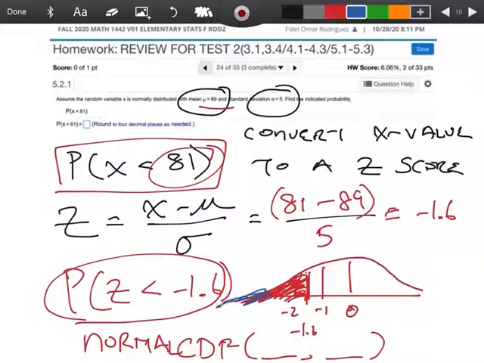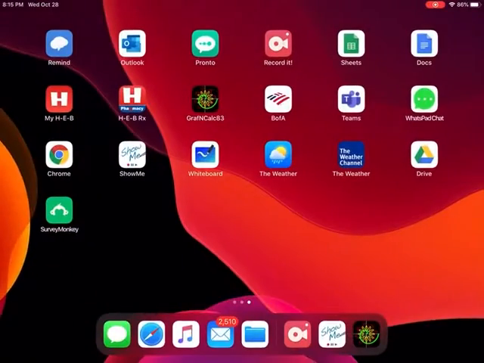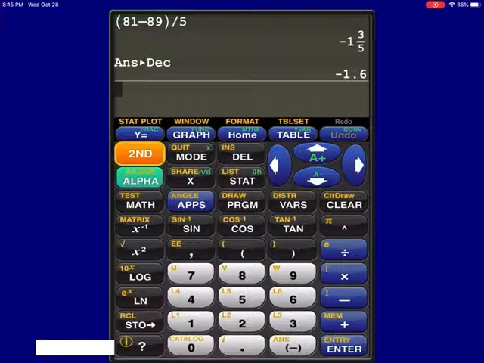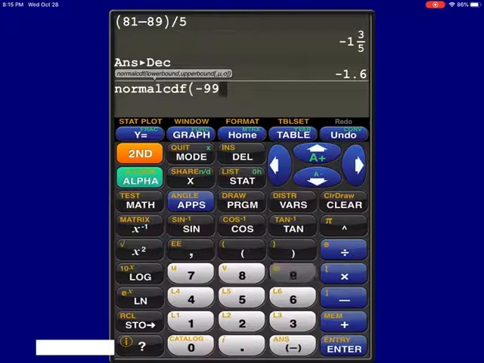One's going to be the lower number, one's going to be the upper number. Since we are looking for the area all the way over here to the left, my lower number is going to be negative 9999, and I'm going to stop right there and put another 9. My upper number is where we're stopping at, which is negative 1.6. So on my calculator, I'm going to go second, then vars. Look at the second one right here, normal CDF. We said negative, a whole bunch of 9s, comma, negative 1.6.